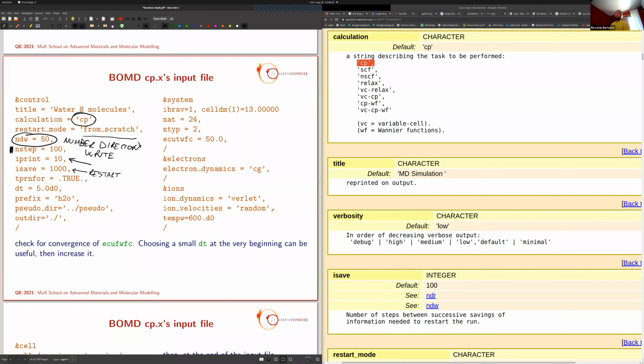Then this is not necessary. This tells the code to write the forces in the trajectory files. Later we are going to see the trajectory files. Write forces.